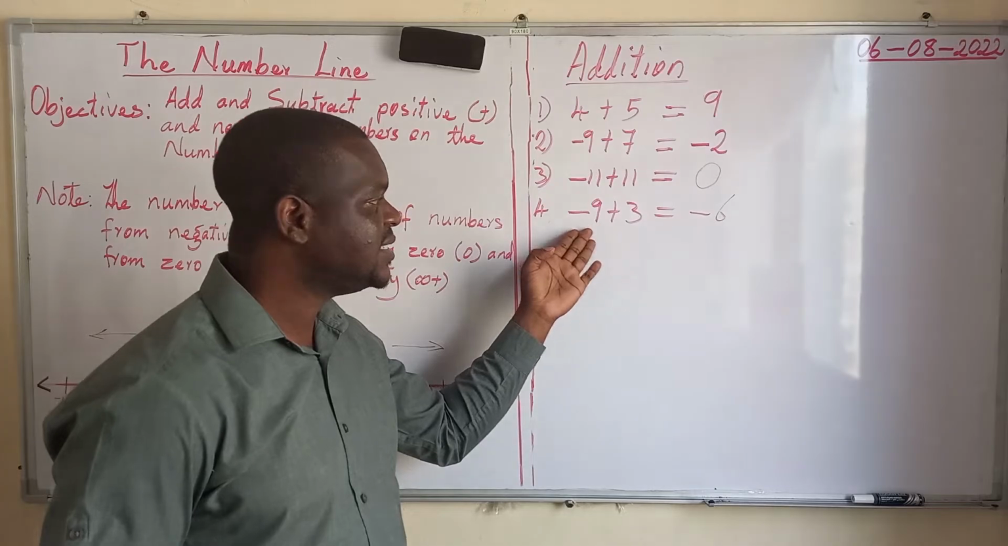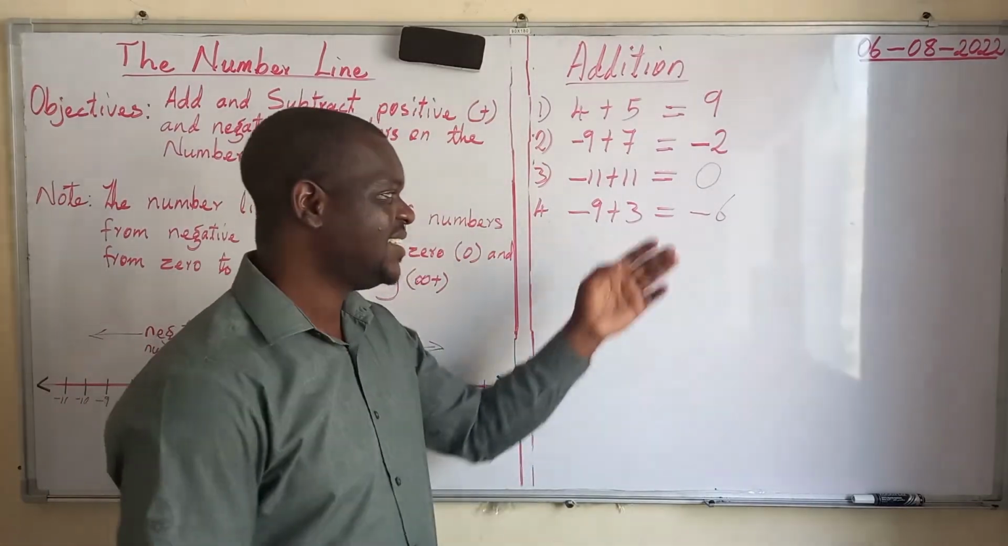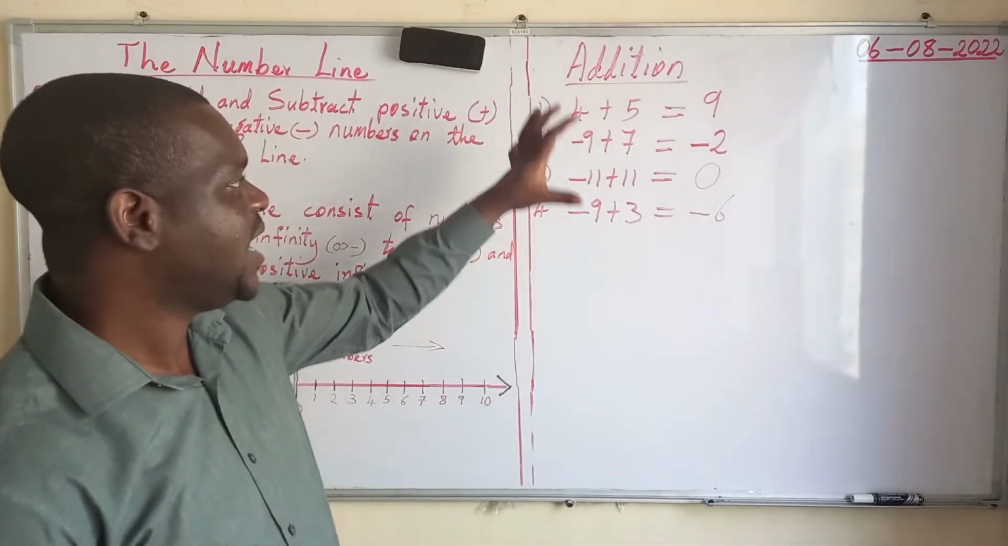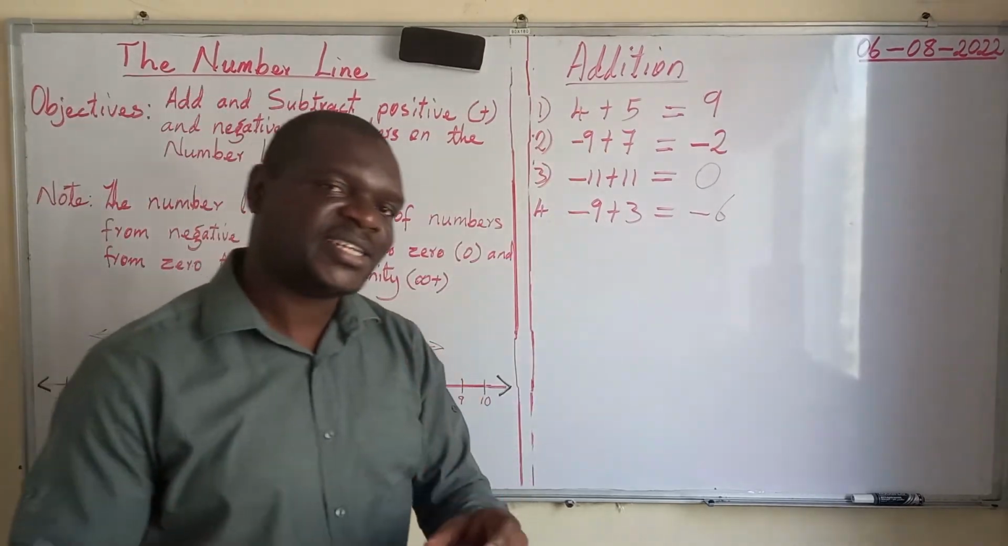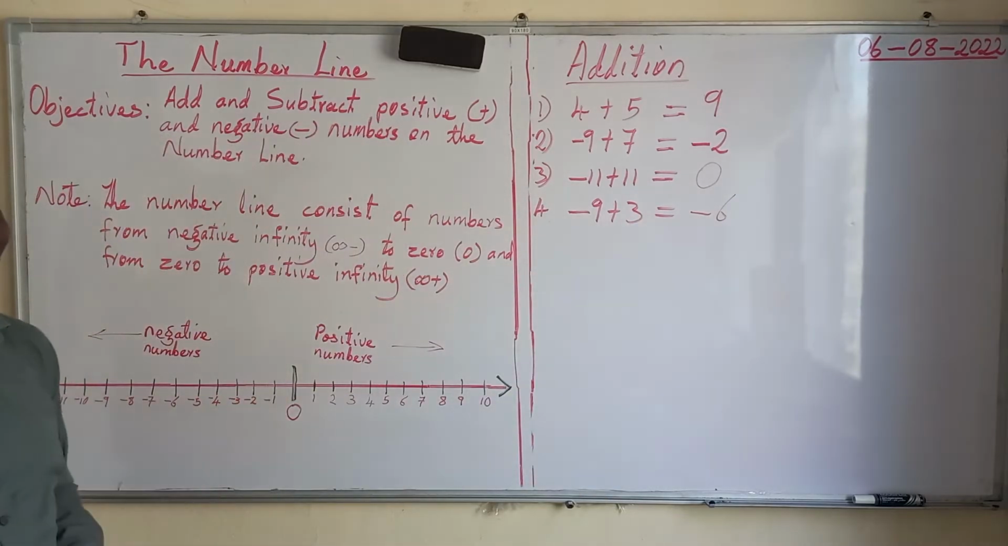I'm owing 9 and I have 3. So if I pay 3, I will still be owing 6. That's the simple explanation. And so that is that for addition of negative and positive numbers using the number line.